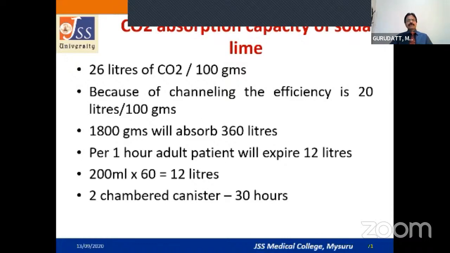If I'm using only a 400 or 500 gram capacity canister, then the total duration I can use it is maybe about 7 or 8 hours. So this is again important when you are planning a surgery, which is a prolonged surgery. Then coming to the absorbents.